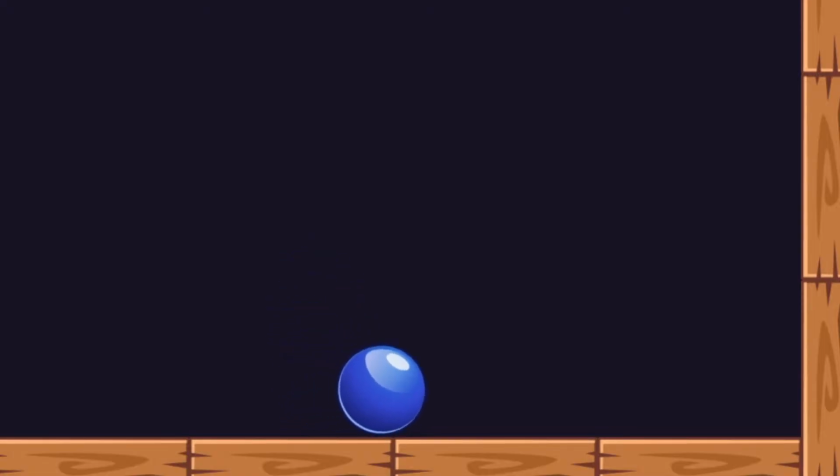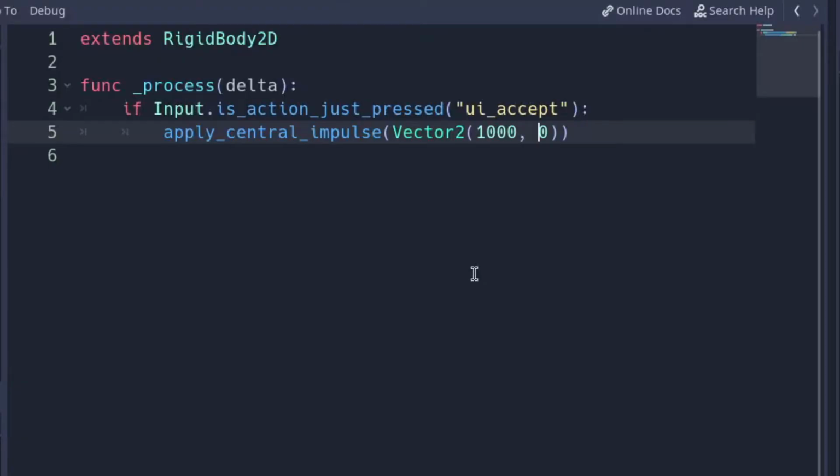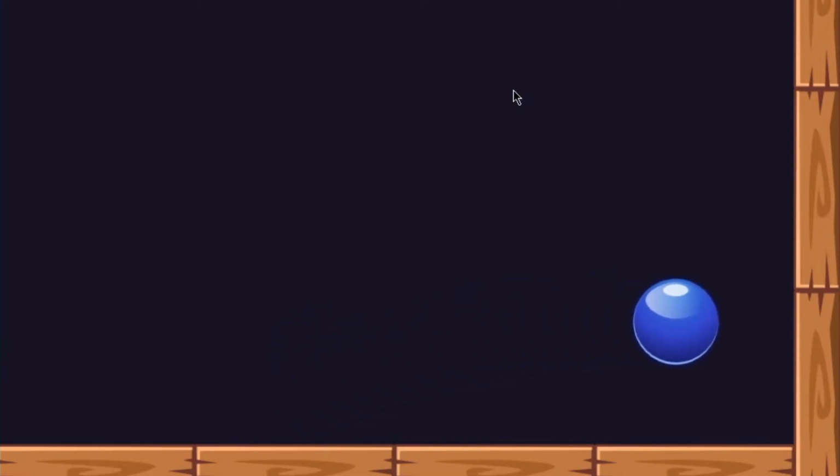Now you can press the spacebar to push it to the right. To make this motion a little bit more pronounced, let's change the x value to 7000 and the y value to minus 3000. The y is a negative number because we want it to go up. And now it goes up and to the right when you press the spacebar.